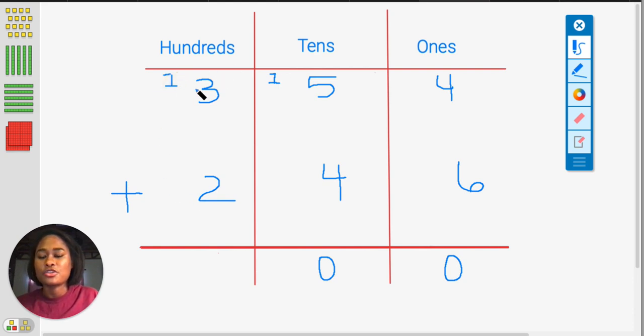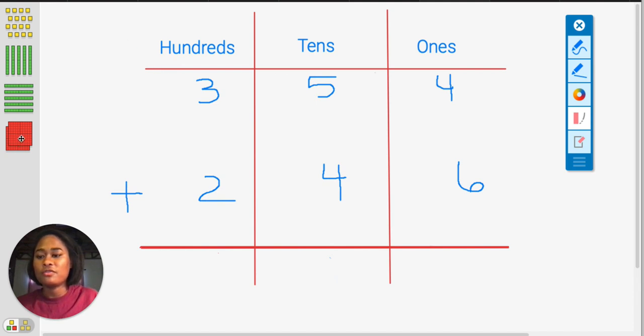Now we'll add our hundreds place. 1 plus 3 plus 2. That will give us a sum of 6. So when we added 354 plus 246, we got a sum, which is the answer to our addition problem, of 600. Now I'm going to show you the same addition problem using our base 10 blocks.